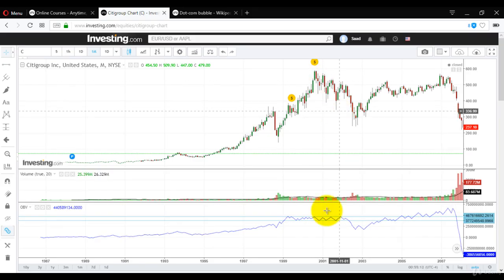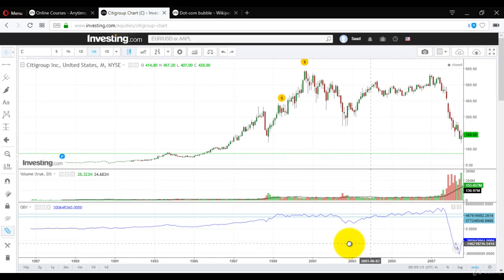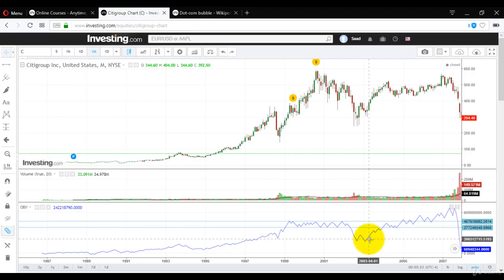Even if you look at 2008, right here it's a double low, so again the institutional investors tried to buy in. From 392, they raised the price up, and then the price dipped.